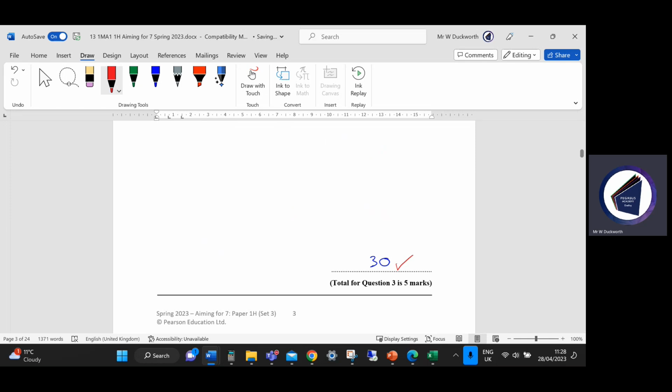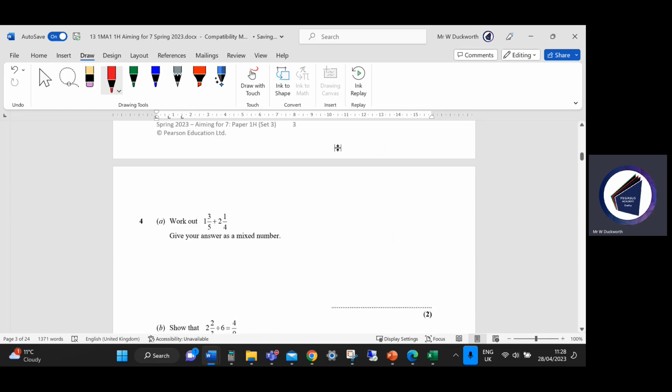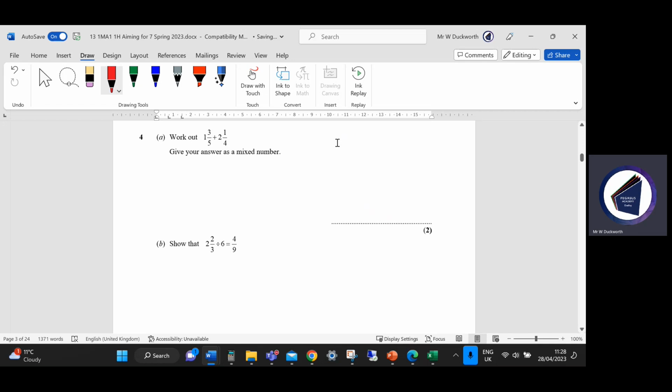5 marks. Quite nice, quite good marks on that question. Right, question 4. Work out 1 3/5 plus 2 1/4 as a mixed fraction.